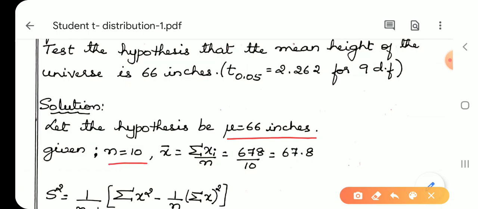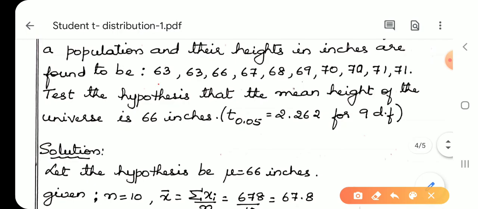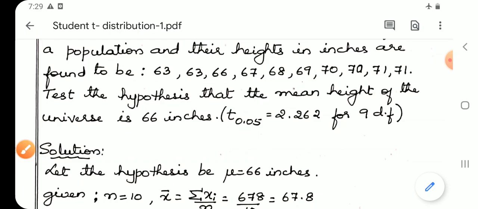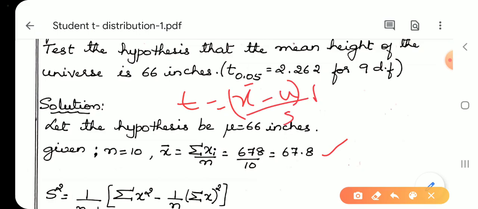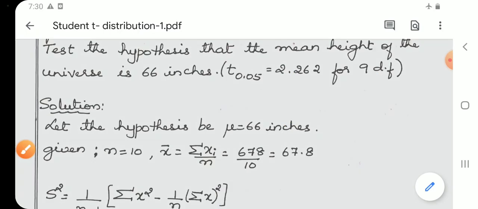I already told you x bar is sigma xi by n. That is, sigma xi means we will add all the values of x here, divided by the total number, that is divided by 10. When I do, you will get 67.8. So in the formula, t is equal to x bar minus mu by s into square root of n. The square root of n is ready, mu is ready, x bar is ready. What we have to calculate now is s.